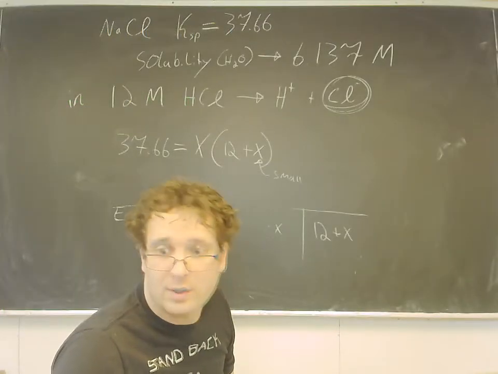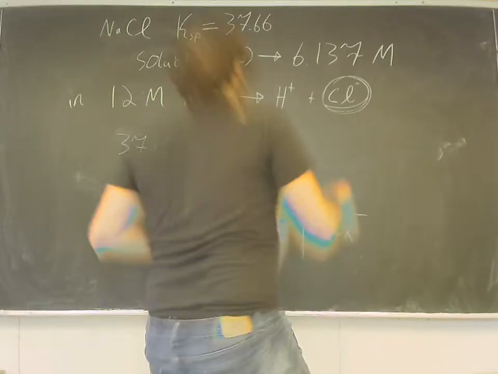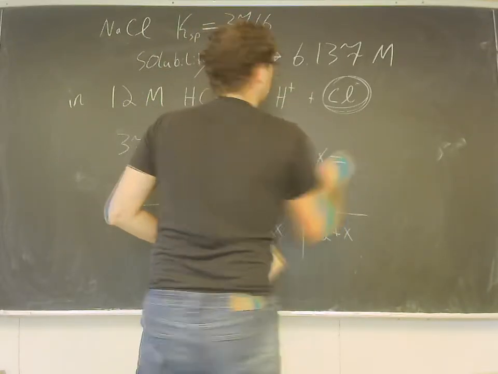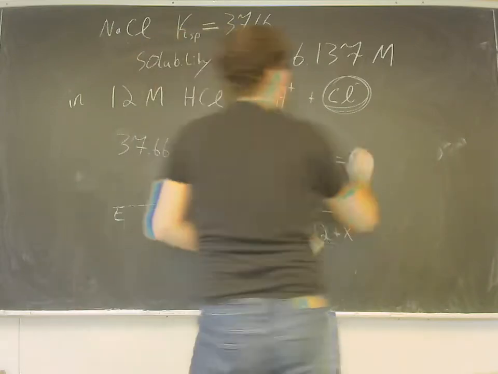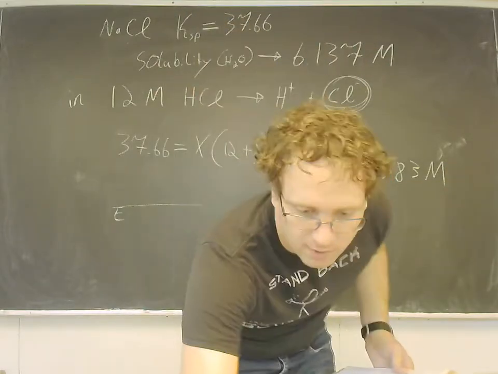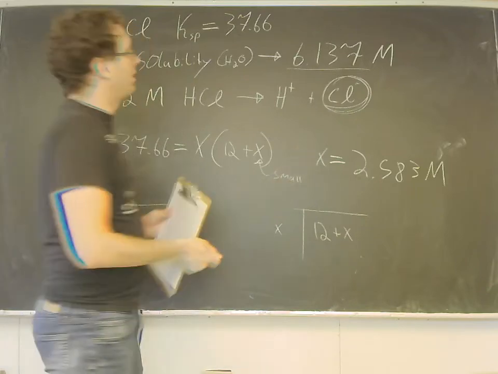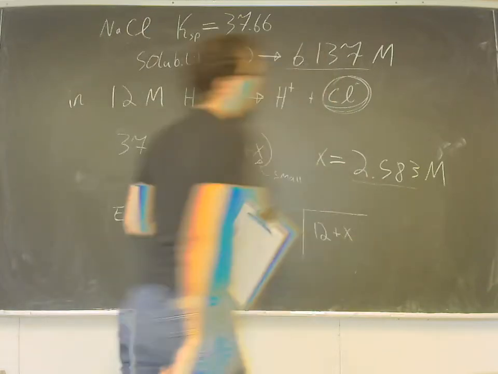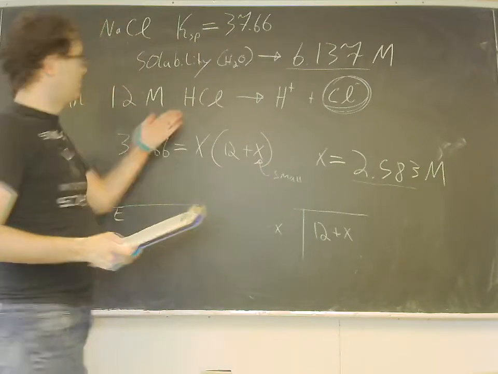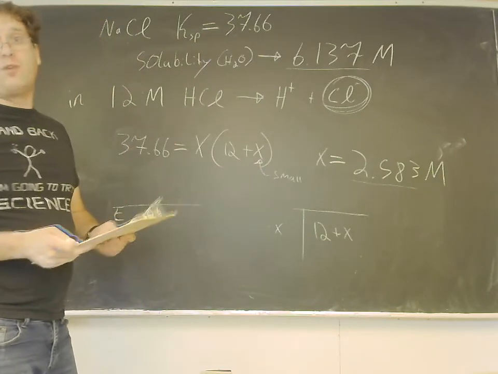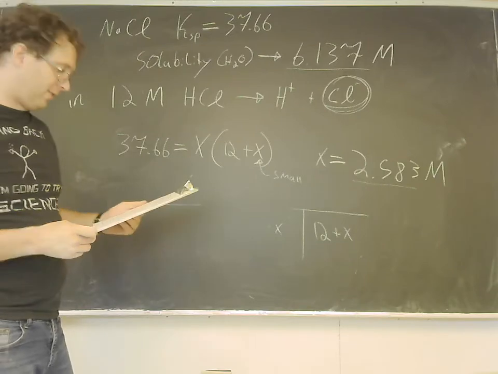So x in this case is going to equal 2.58. I guess we get 4 sig figs, 2.583 molar. Okay, so in other words, sodium chloride has molar solubility of 6.137 molar in water, but only 2.583 molar when you have hydrochloric acid at a 12 molar concentration as your solvent.